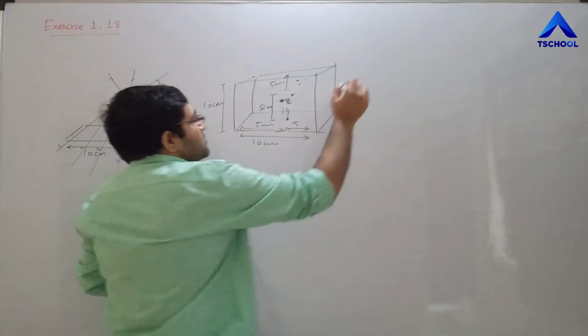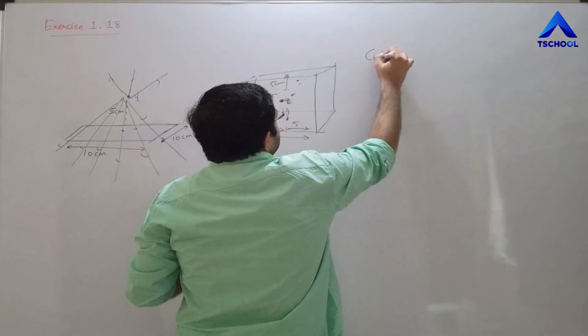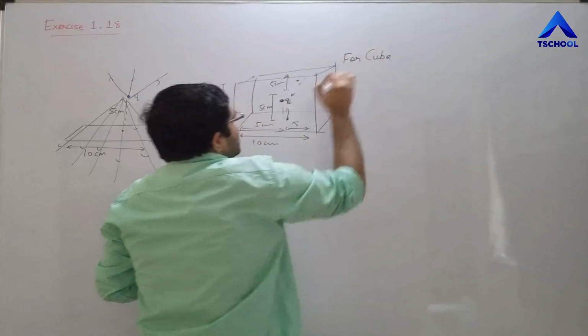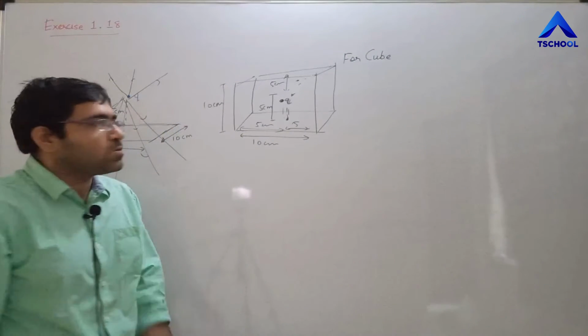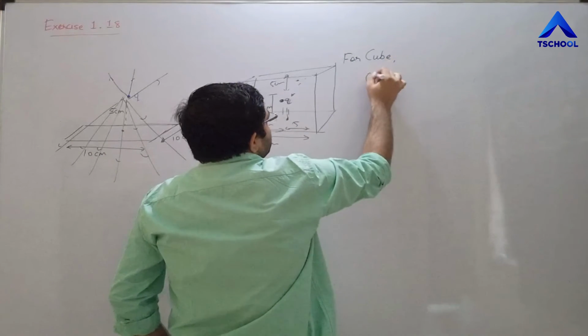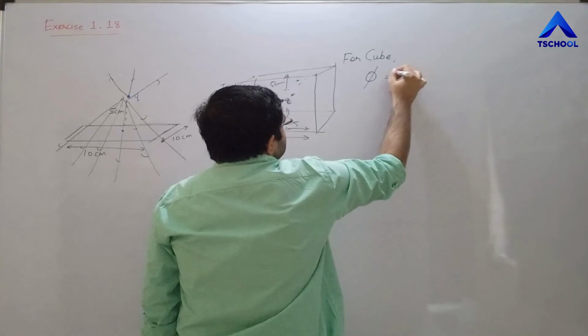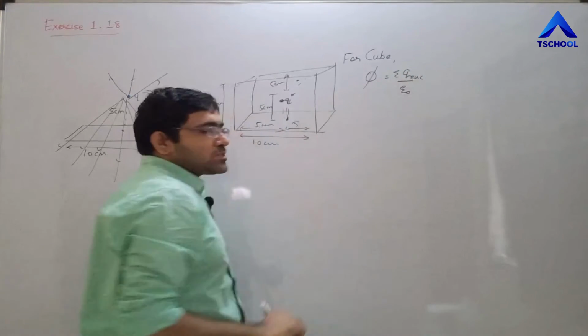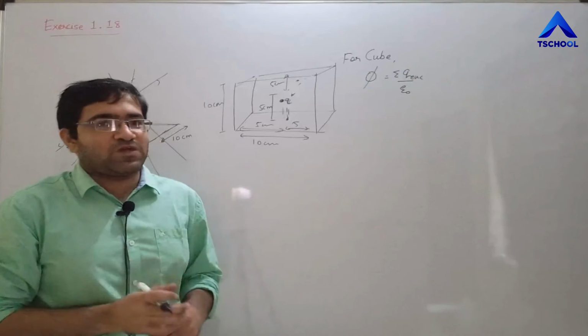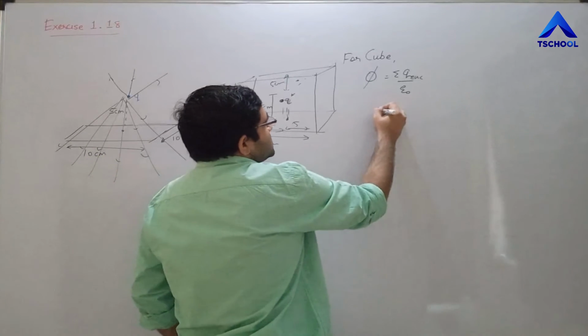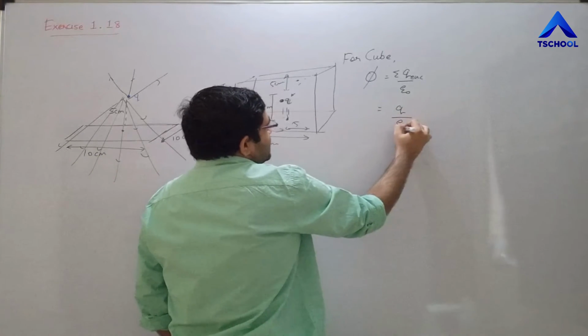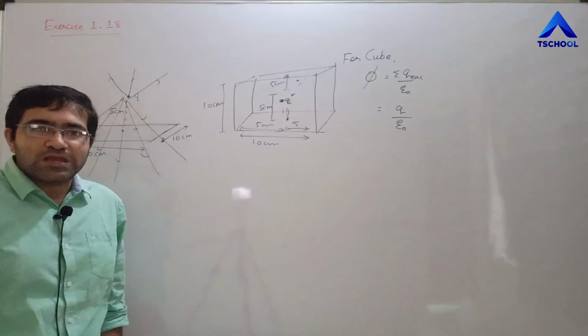So if I want to find the flux for the whole cube, the flux is going to be the total charge enclosed upon epsilon 0. That's Gauss law. Because the cube is a closed surface, we can use the law. So this is Q divided by epsilon 0, because there is only one charge inside it.